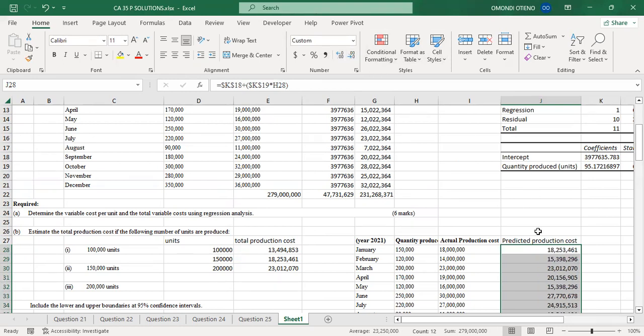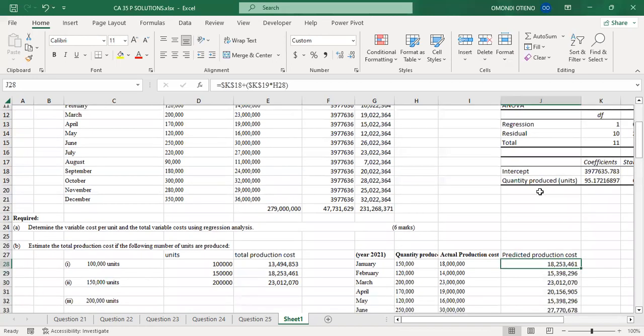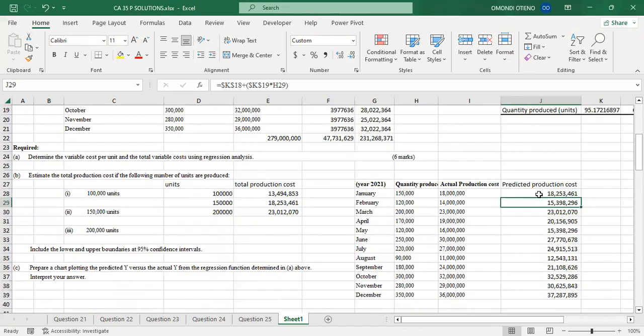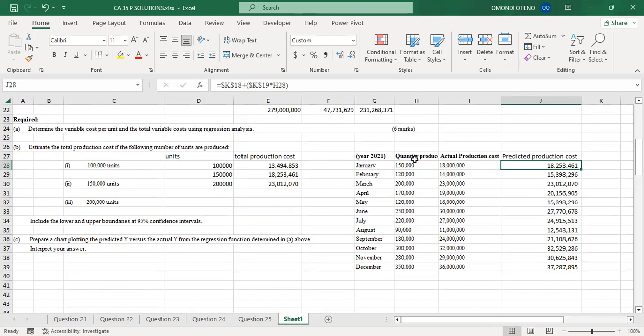for my results. So as you can see, they are almost the same, but this one here is as a result of the average which you are getting. So this is what we have for the month of January, where we have 150,000 units. The actual is giving us 18 million, while budgeted is giving us 18.253461 million.